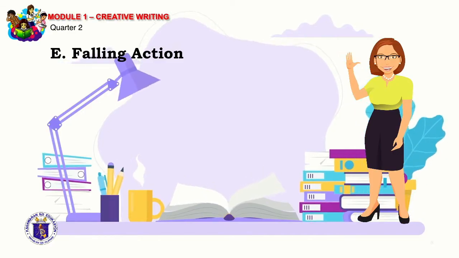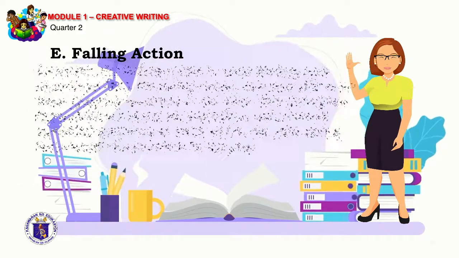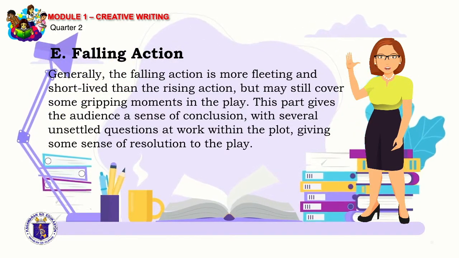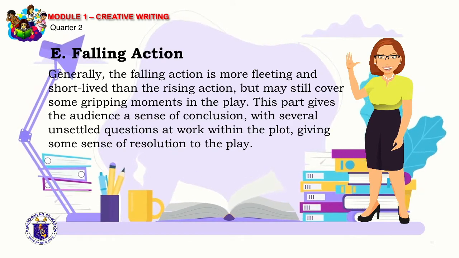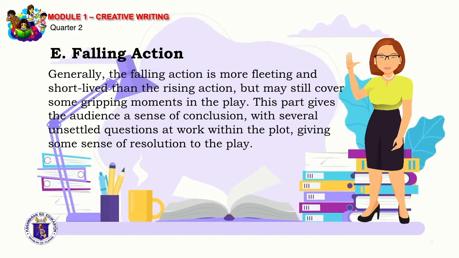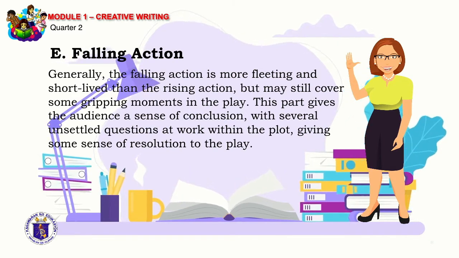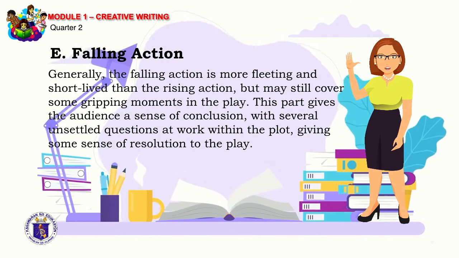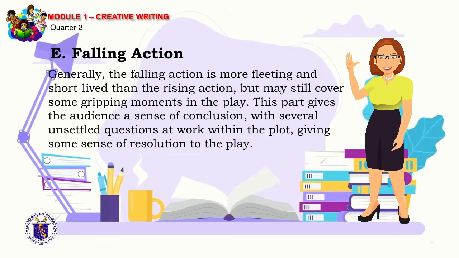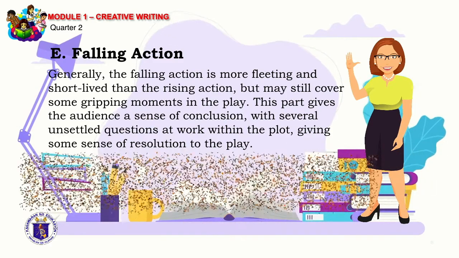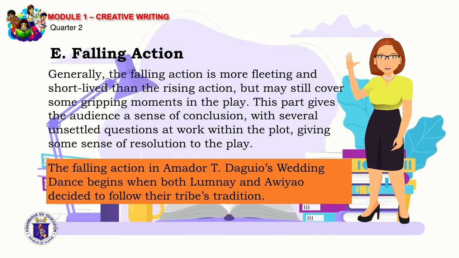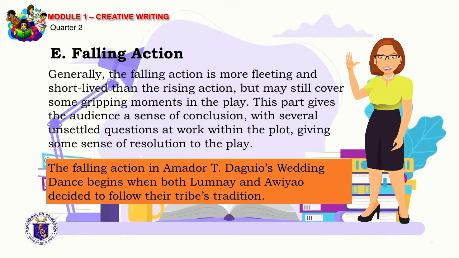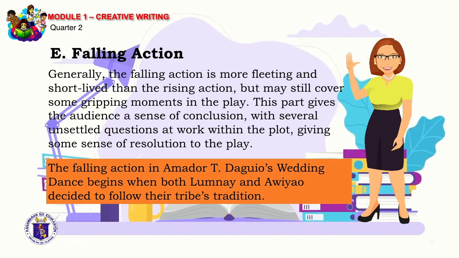This time, class, let's discuss the falling action. Generally, the falling action is more fleeting and short-lived than the rising action, but may still cover some gripping moments in the play. This part gives the audience a sense of conclusion, with several unsettled questions at work within the plot, giving some sense of resolution to the play. The falling action in Amador T. Daguio's Wedding Dance begins when both Lumnay and Awiyao decide to follow their tribe's tradition.